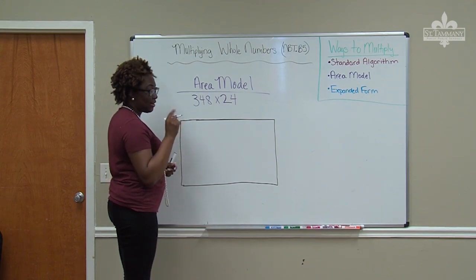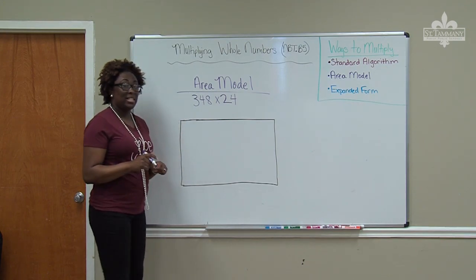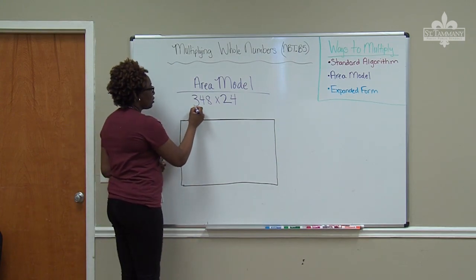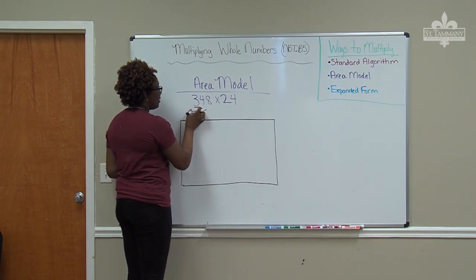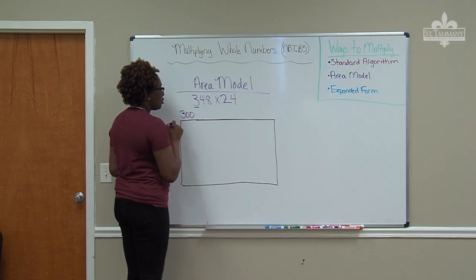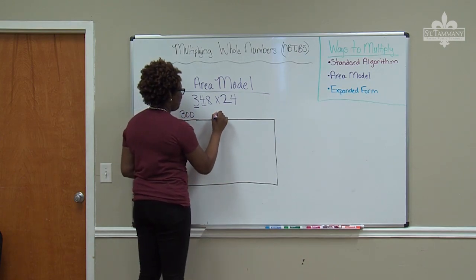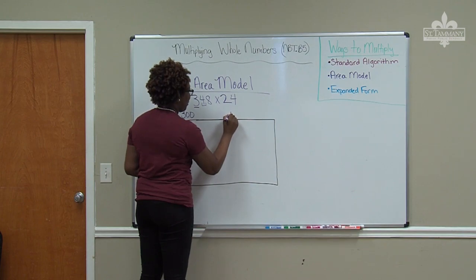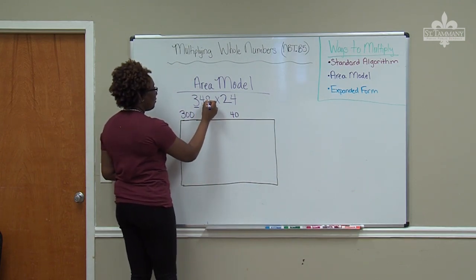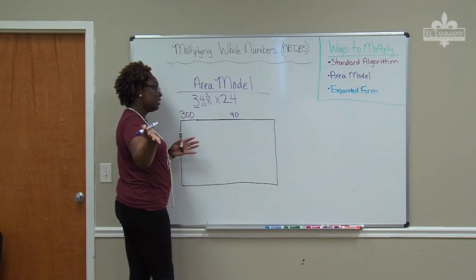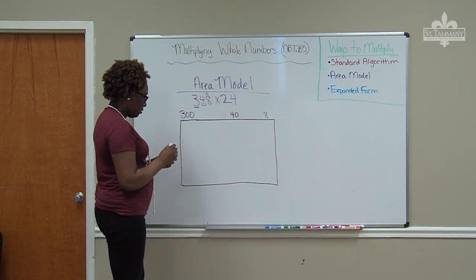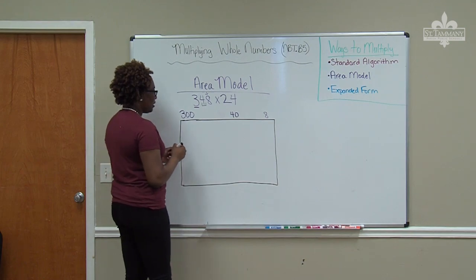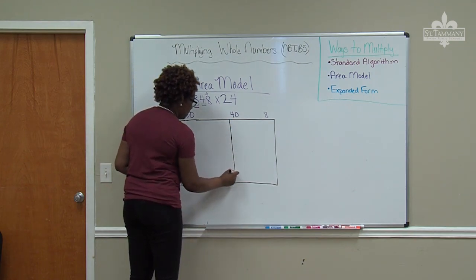All right, so let's look at this. We're going to take 348, our first factor, and we're going to break it down based on the digit value. This 3 is in the what place? Hundreds place. So that 3 in the hundreds place represents 300. This 4 is in the tens place, so that represents 40. And then we have 8 that's in the ones place. All right, so I have it broken down here based on the value of each digit within the number. From here, I'm going to go ahead and draw my lines.